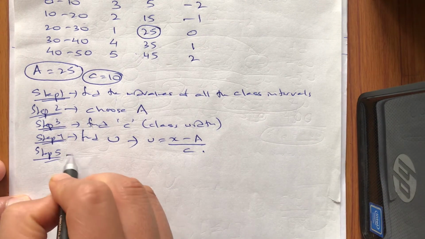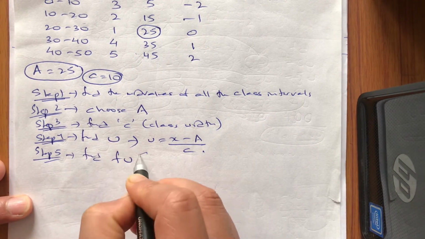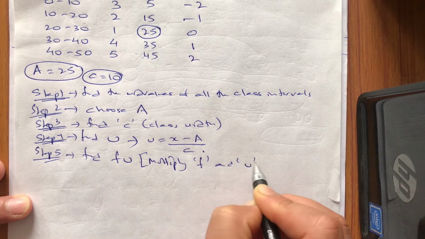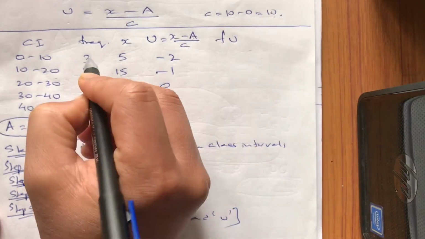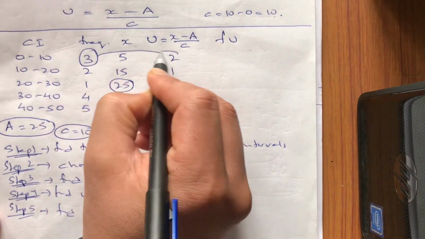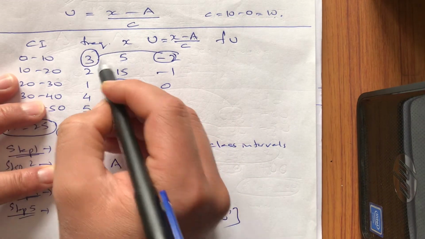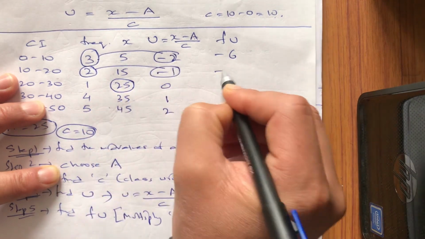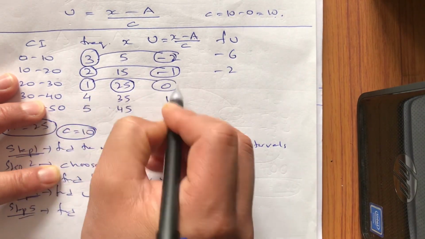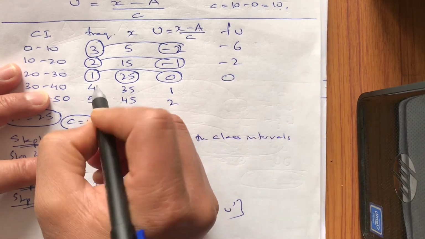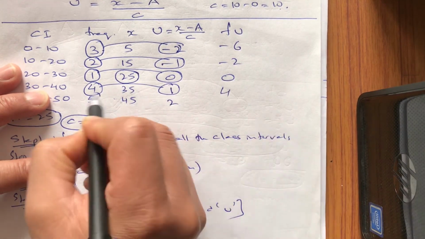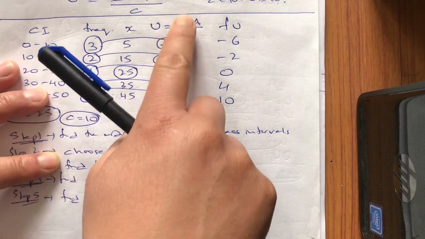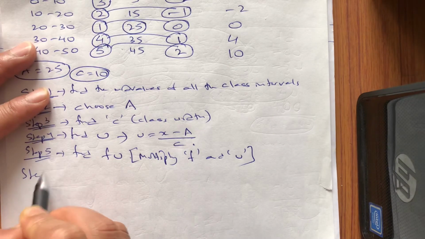Step 5 is to find a column called fu. fu means multiply the column f and the column u. So this is my column f and this is my column u. These are the two I'll multiply. The first f and the first u gives me a minus 6. The second f and the second u gives me a minus 2. The third f and the third u gives me 1 into 0, 0. 4 into 1 gives me a 4. 5 into 2 gives me a 10. Why? Because we are saying fu. So the column f and the column u get multiplied. We get this.